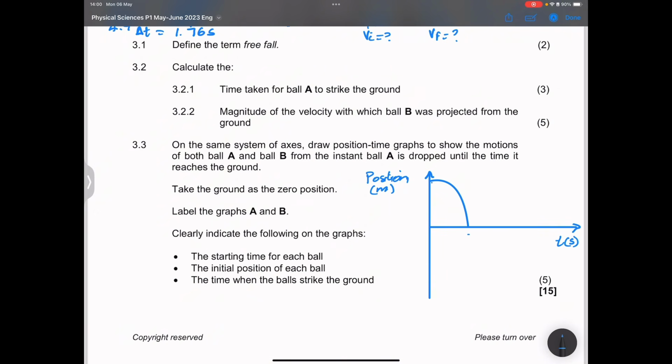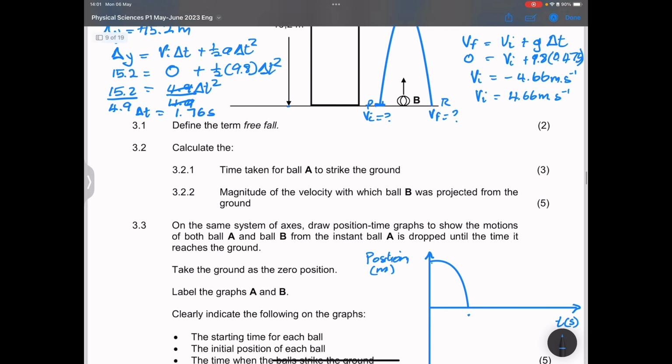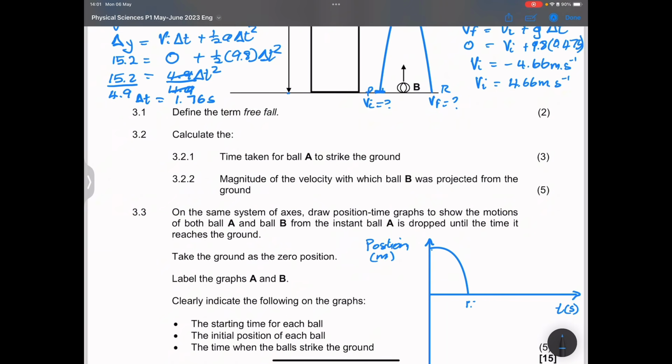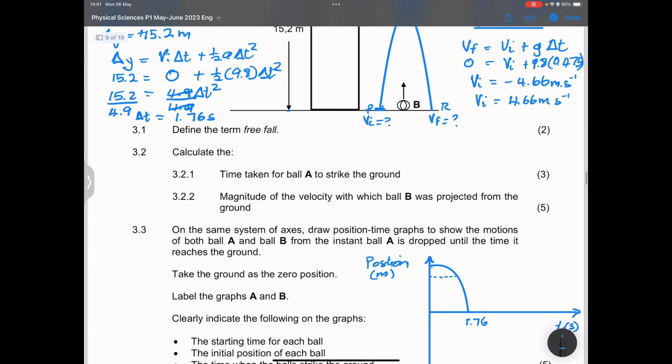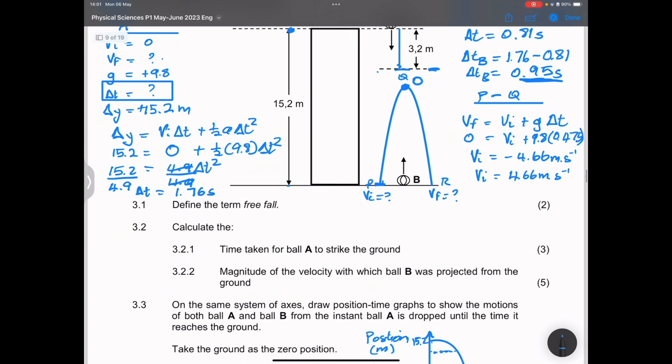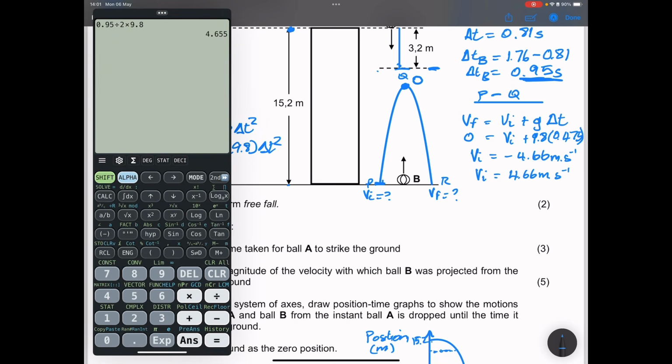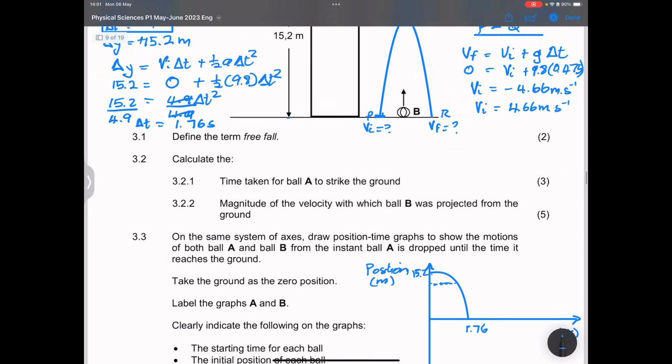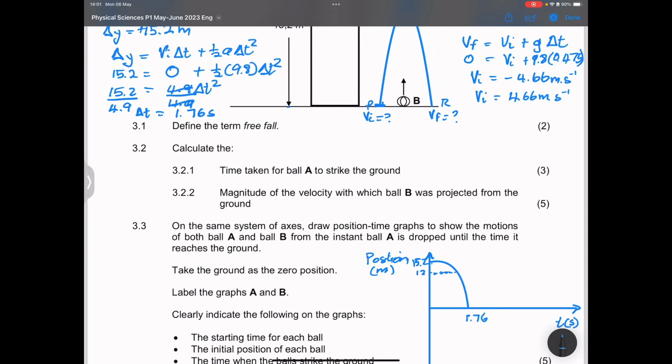Now, at this point here, I know that this would be the time that it took, 1.76. So that would be 1.76 over there. But remember, the height there was 15.2. Sorry that I don't have as much space. Now the height at this point here would be that 3.2 difference. So what's 15.2 minus 3.2? That would be 12, right? So this would be 12 meters over here.